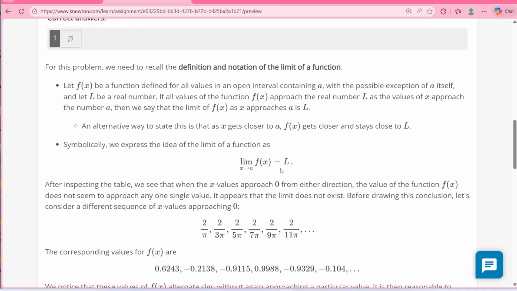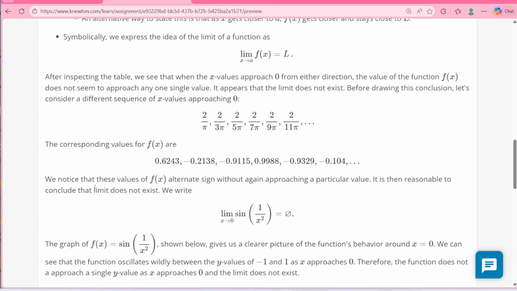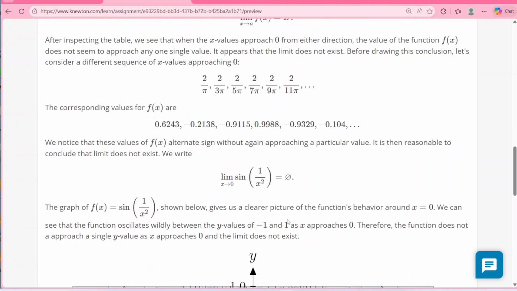Again, maybe that wasn't clear what I was saying. Now they show you how for some limits, I can plug in certain values that go to 0, right? 2 over pi, 2 over 3 pi, 2 over 5 pi. All these values are getting smaller and smaller and smaller. And the corresponding values of f are this, right? And they say, we notice, right, hopefully we also includes you, that these values of f alternate sign without again approaching a particular value. So it's reasonable to conclude that the limit does not exist, and into the little circle slash thing.